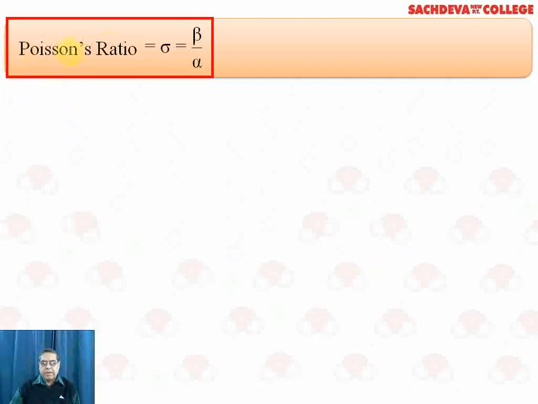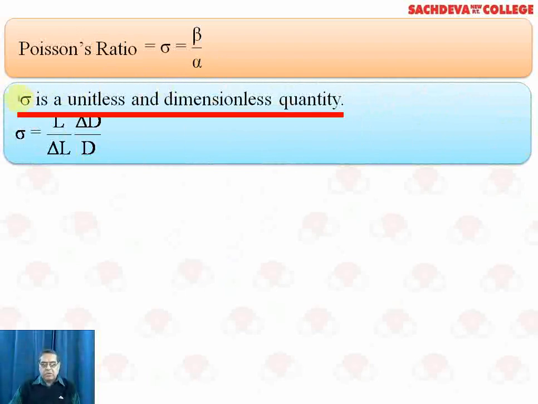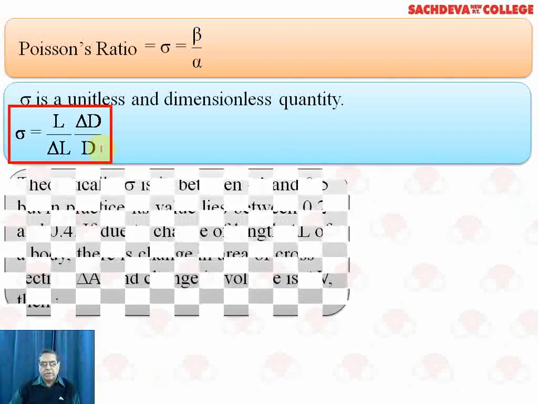Poisson's ratio is given by sigma equal to beta by alpha. Beta and alpha are the two symbols: beta for the lateral or transverse strain, and alpha for the longitudinal strain, as is clear from the previous portion. Now sigma is a unitless and dimensionless quantity, because whatever the unit for beta, the same is the unit for alpha. So the units cancel off, and we find that sigma has no unit. Obviously it has no dimensions, so it can be taken as M naught L naught T naught.